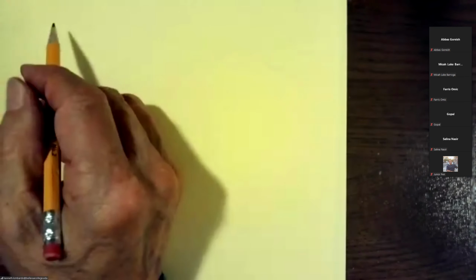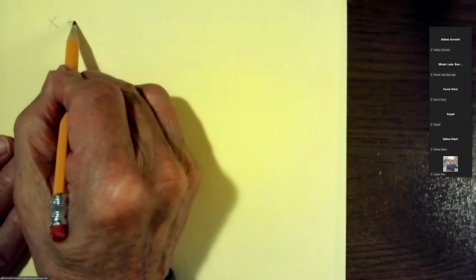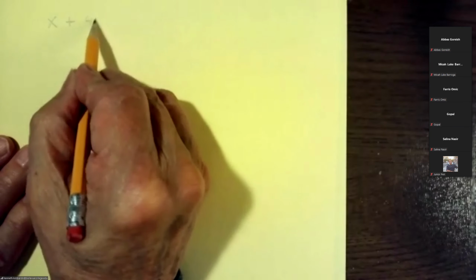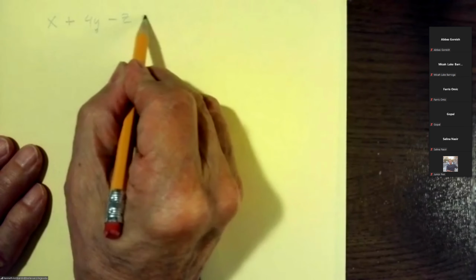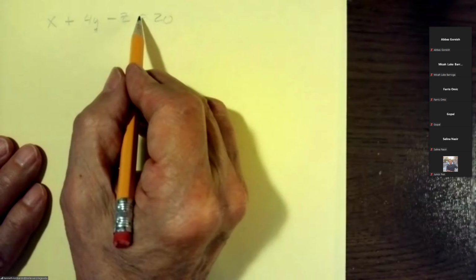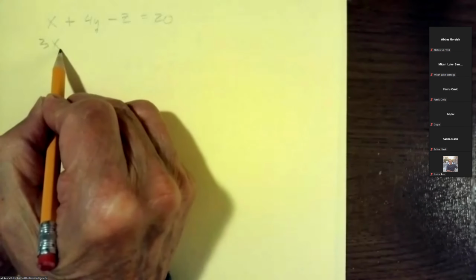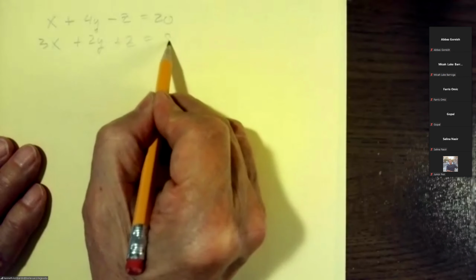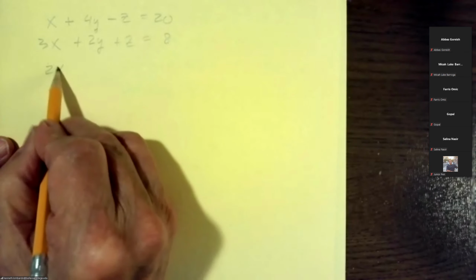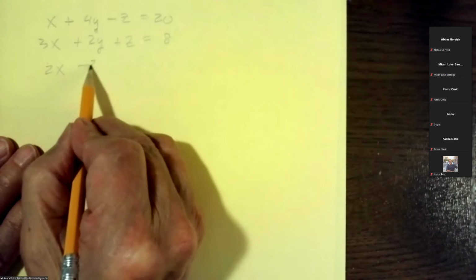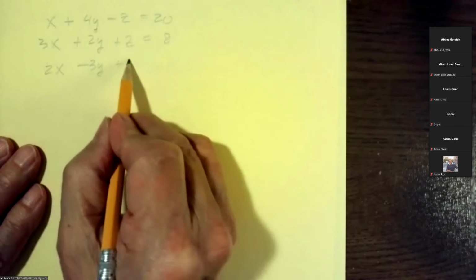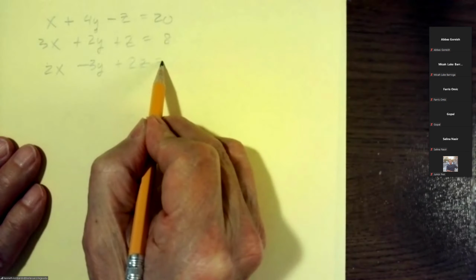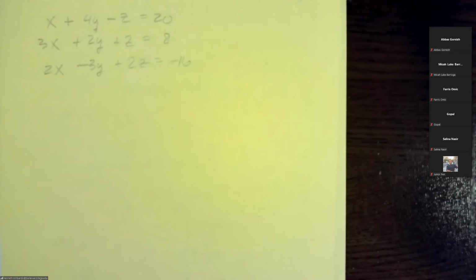Let's say we're given a system of 3 equations. x plus 4y minus z equals 20, and 3x plus 2y plus z equals 8. And let's say 2x minus 3y plus 2z equals, say, -16. And we're asked to solve for that one.